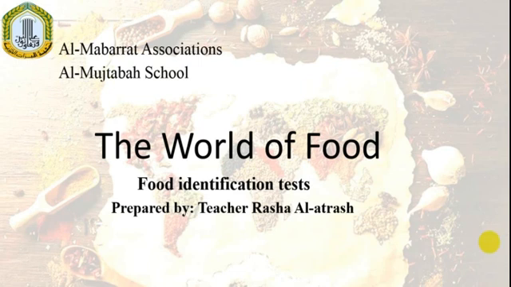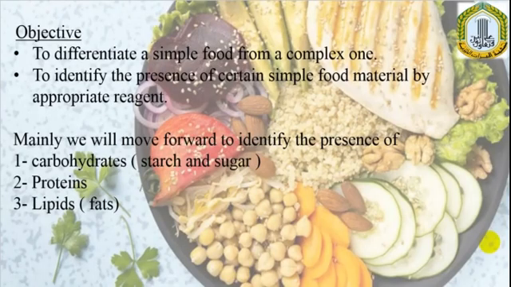Hello dear students. After being introduced in the last session to the types of food we consume, today we'll move forward to explain the second activity in the World of Food chapter under the title Food Identification Tests. First, we will differentiate between simple and complex food. Then we will learn how to identify the presence of certain simple food materials by an appropriate reagent, a chemical substance.